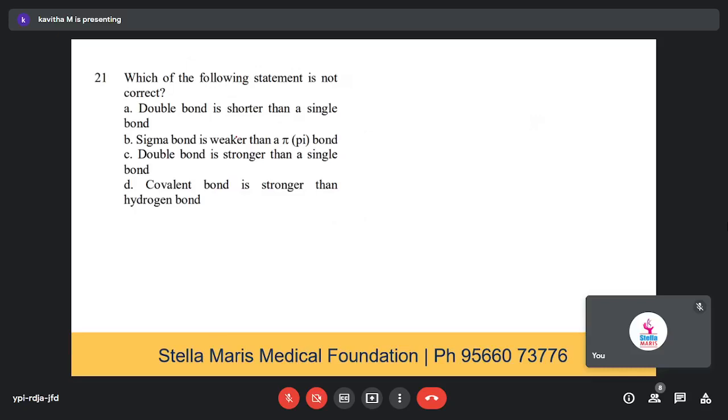So sigma bonds are stronger than pi bonds because pi bonds are formed by which overlap? Sigma bond by direct overlap. Pi bond by sideways overlap. And the double bond is stronger than the sigma bond. Yes, covalent bonds are stronger than the hydrogen bond. So the answer is B for this.